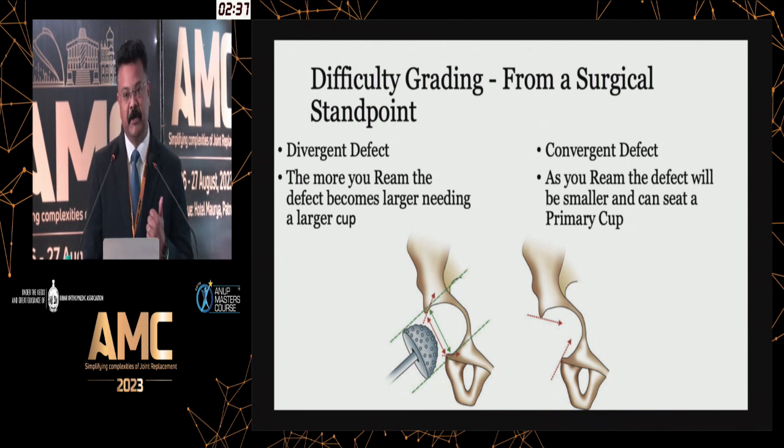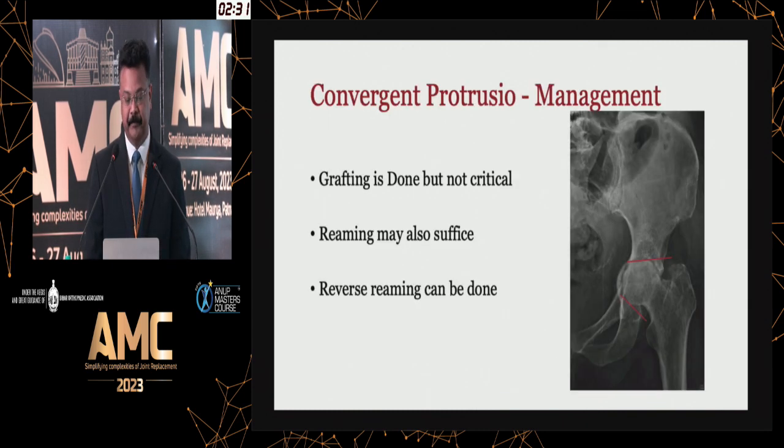However, in case of a convergent defect, as we ream, the defect tends to be smaller, and we can probably get away with a primary cup. Now, when we're looking at a convergent defect, grafting is done. However, it's not critical, though, as I did mention earlier, the center of rotation, if we can recreate the amount of defect which needs to be filled in, that is optimal. Reaming may suffice, and of course, reverse reaming can be done.